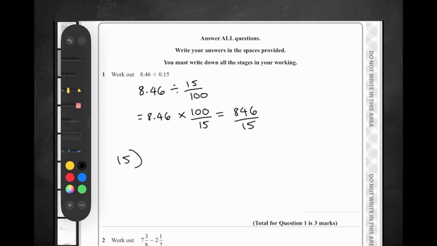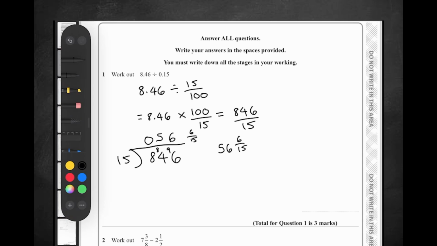We'll use the bus shelter method to work that out. So 15s into 8 do not go, with 8 remainder. 15s into 84 go 5 times, as 5 15s are 75, with 9 remainder. And 15s into 96 goes 6 times, as 6 times 15 is 90, with 6 remainder. So our answer will be 56 and 6 over 15.